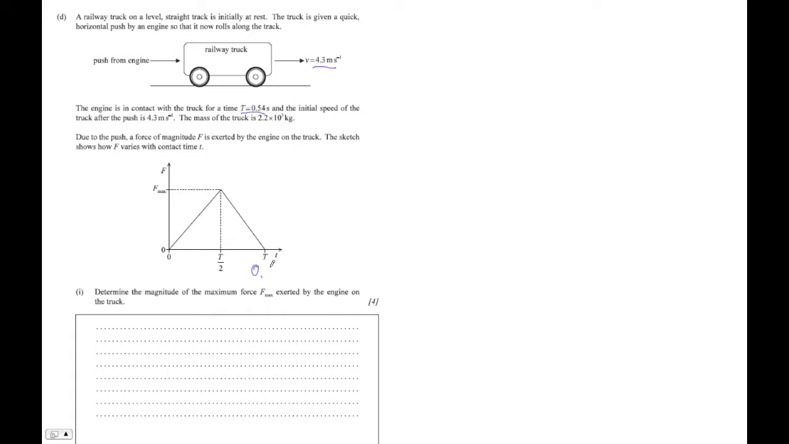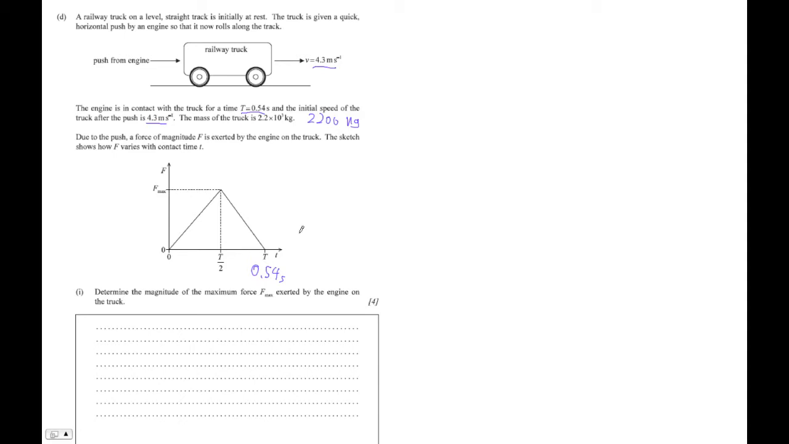So this is 0.54 seconds, right? And the initial speed of the truck after the push, not the final speed, is 4.3 meters per second. The mass of the truck is 2.2 times 10 to the third, so 2,200 kilograms, right? Due to the push, a force of magnitude F is exerted on the truck. The sketch shows how F varies with the contact time, right?